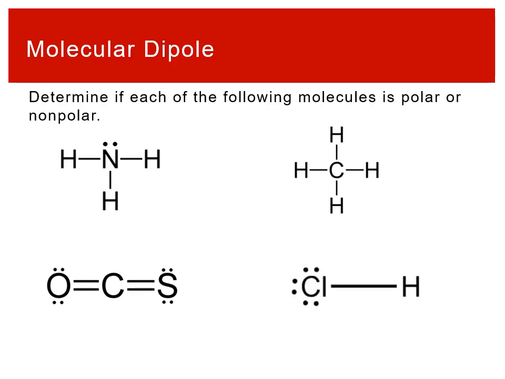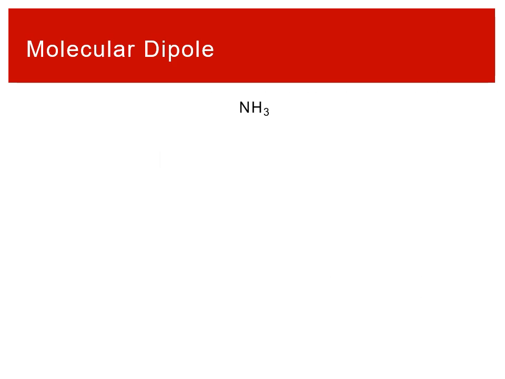All right, let's look at some examples of determining whether these molecules are polar or nonpolar. I have NH3 ammonia, CH4 methane, CSO, that's the molecule on the bottom left, and then HCl. Normally, if you were given the formula, you would need to get to the Lewis structure, but here we're given the Lewis structures. We're just going to go from that and see what we can do about determining whether or not these molecules are polar. All right, so we'll start with NH3.